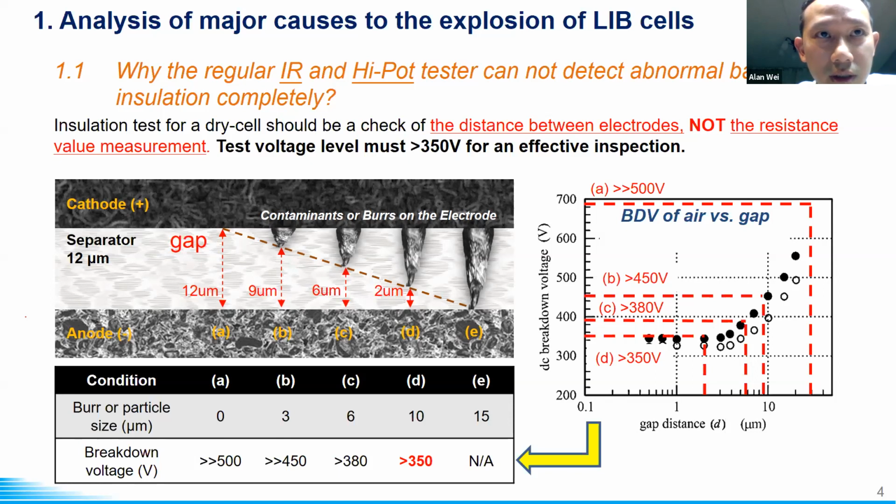A thinner separator will use a lower voltage. In the other way, a thicker separator will use a higher voltage.